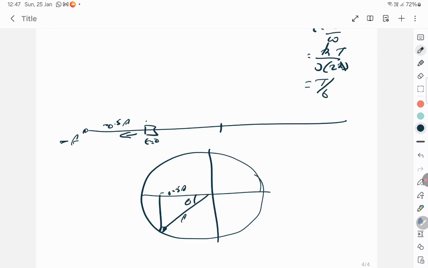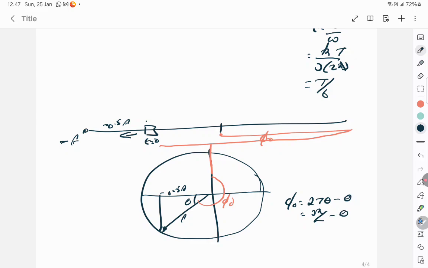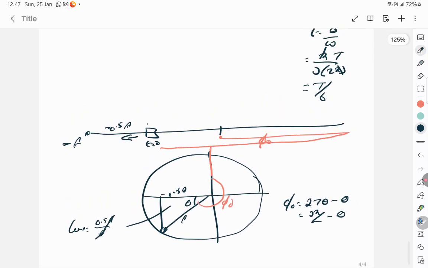And I will find cos theta. My initial phase is from the starting point. This is phi naught, which means this bob has gone from here, then come back here. You understand, this whole angle is phi naught, which is what I'm trying to find. From this diagram, you know phi naught itself is 270 minus theta, 3 pi by 2 minus theta. To find theta, cos theta is equal to 0.5 A by A, so cos theta is equal to 1 by 2. You know that is cos 60, so it's pi by 3 in this case.